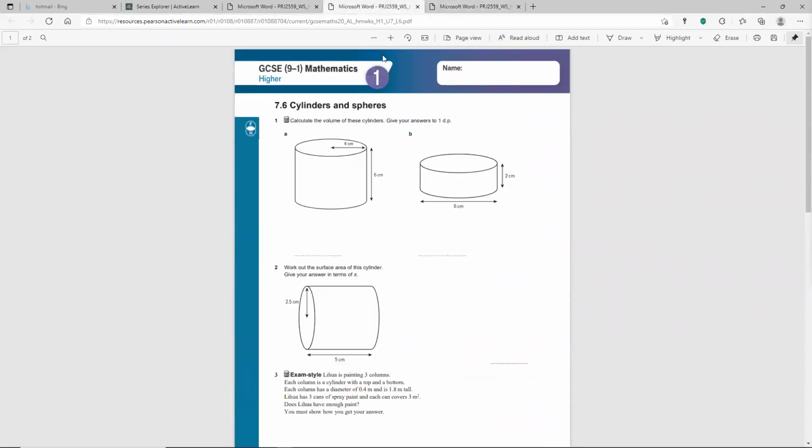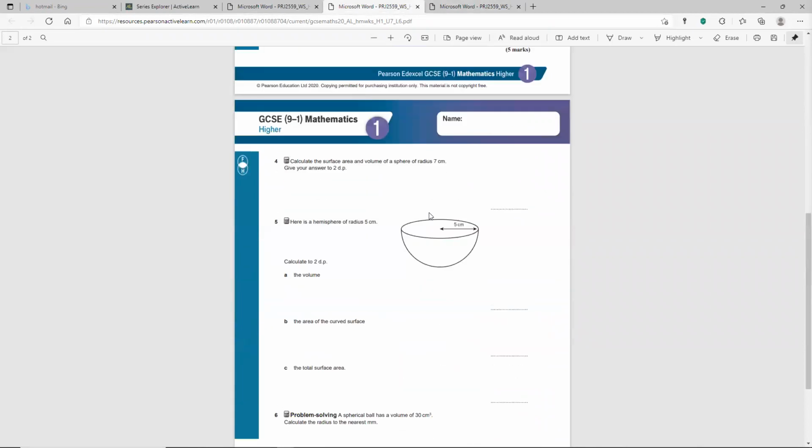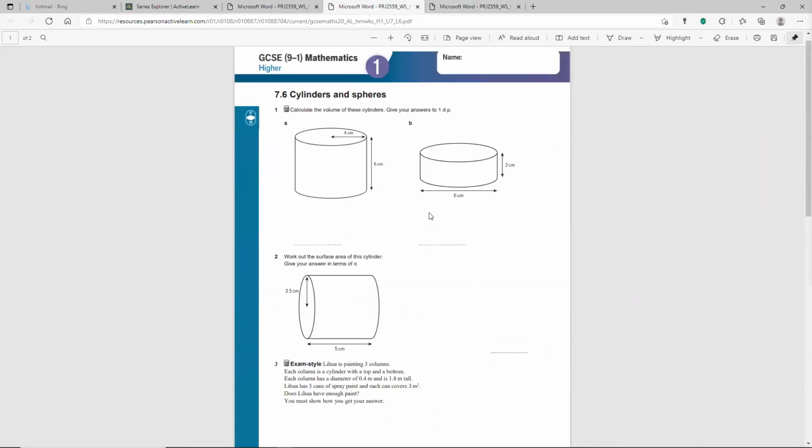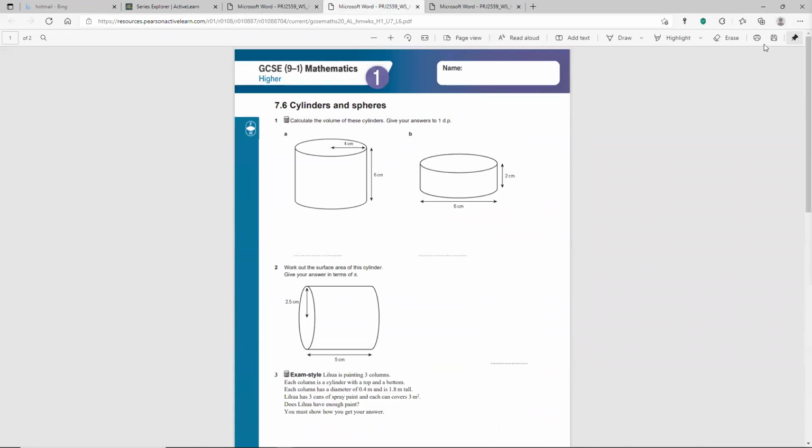Okay, and then you've got this one. You've got volumes and you've got some surface area. So they'll be coming to you. These 2 worksheets in the document, and also those which I told you.